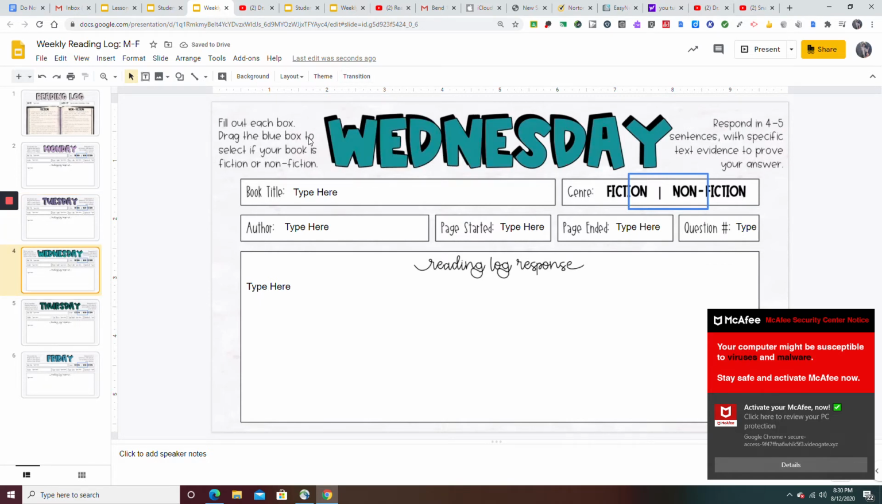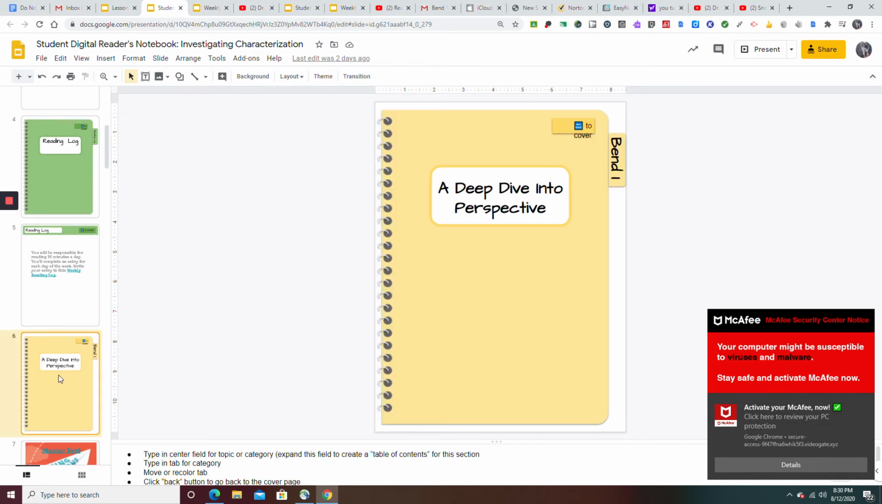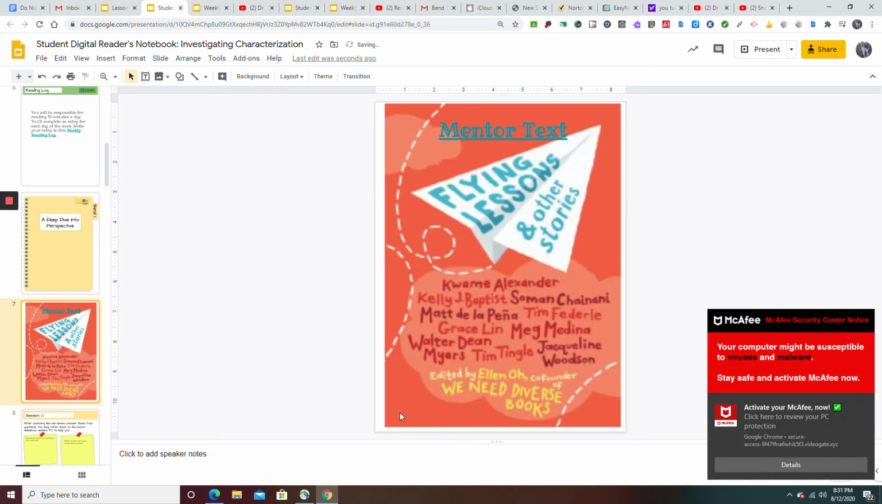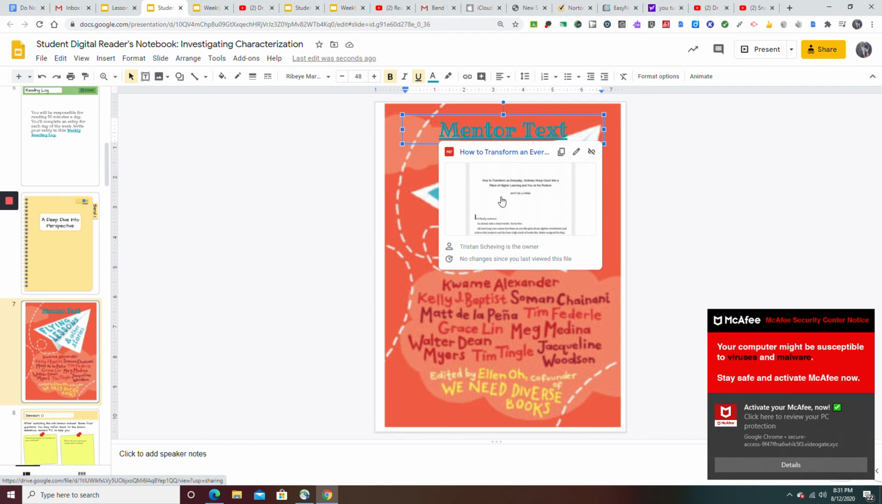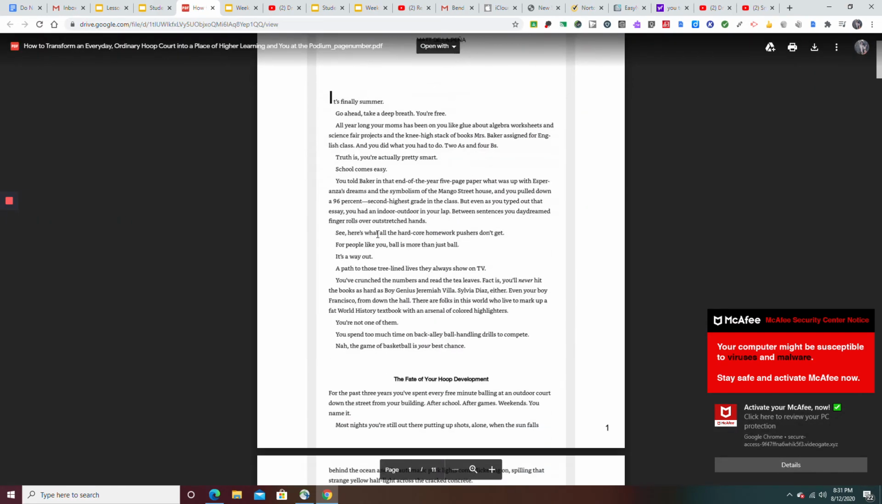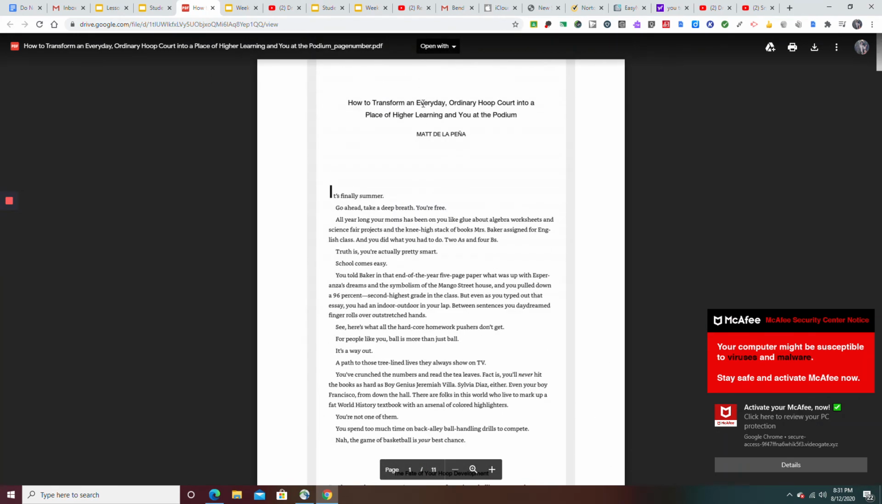So let's go back to the student notebook. Here we dive into Bend 1, a deep dive into perspective. We have our mentor text. So this is the text that we're reading as a class, that if you're asked to mark anything up using Kami, this is where you would do it. This is where you would pull your text evidence from. So I can actually click that a little bit larger for you if you want. So the whole text is right here. How to transform an everyday ordinary hoop court into a place of higher learning, and you at the podium.